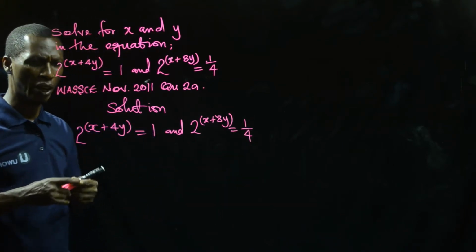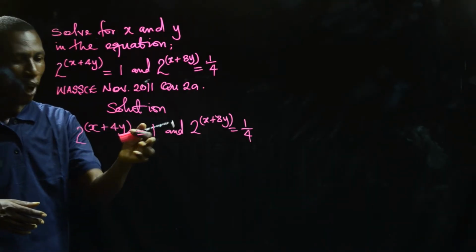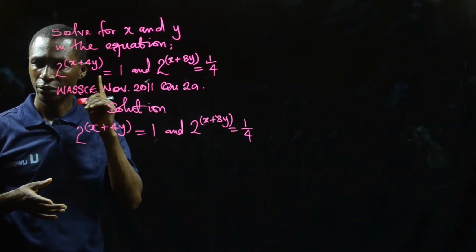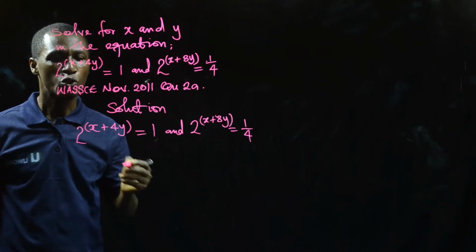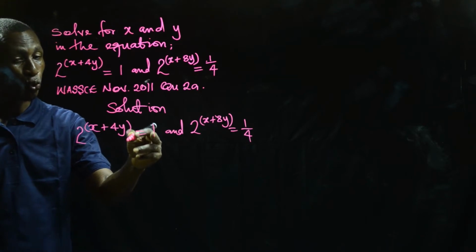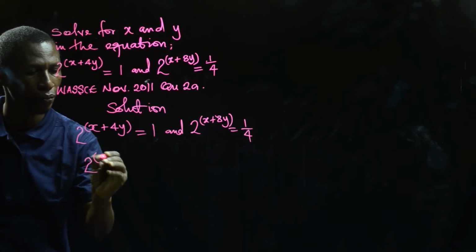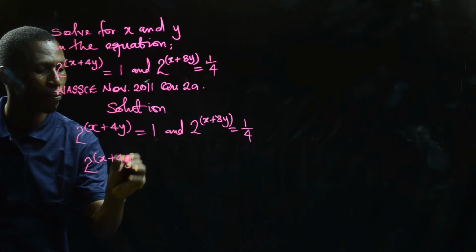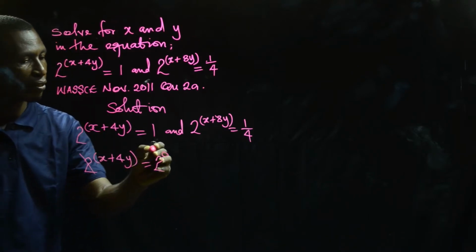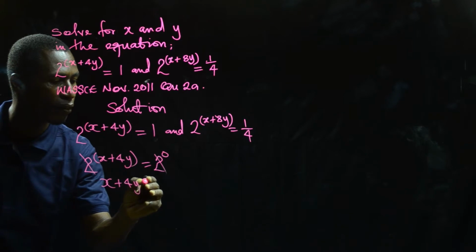How are we going to make it work? How are we going to make sure that 2 to the power x plus 4y and 1 are of the same base? Bear in mind that any number to a power 0 is 1. So if I've gotten 2 here, it means that 1 here is also equal to 2 to the power 0. So I'm going to get my first part, 2 to the power x plus 4y must be equal to 2 to the power 0. At this point, I can equate the base, and I'm having x plus 4y equals 0.